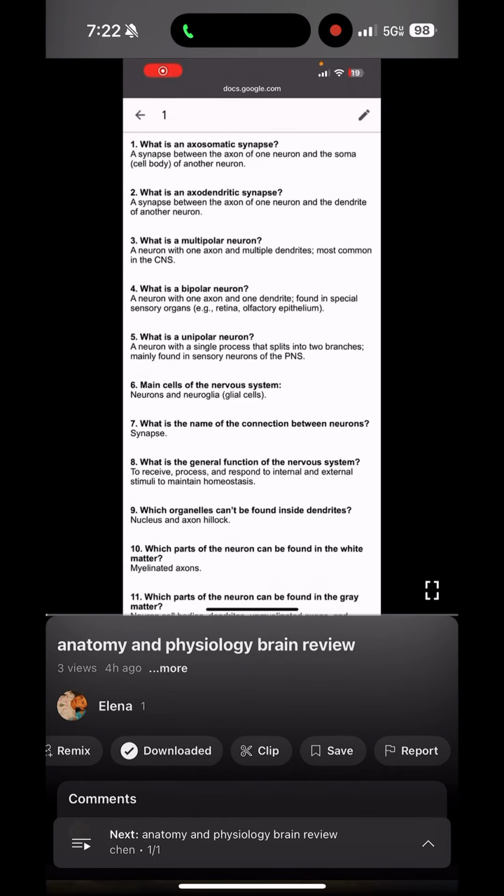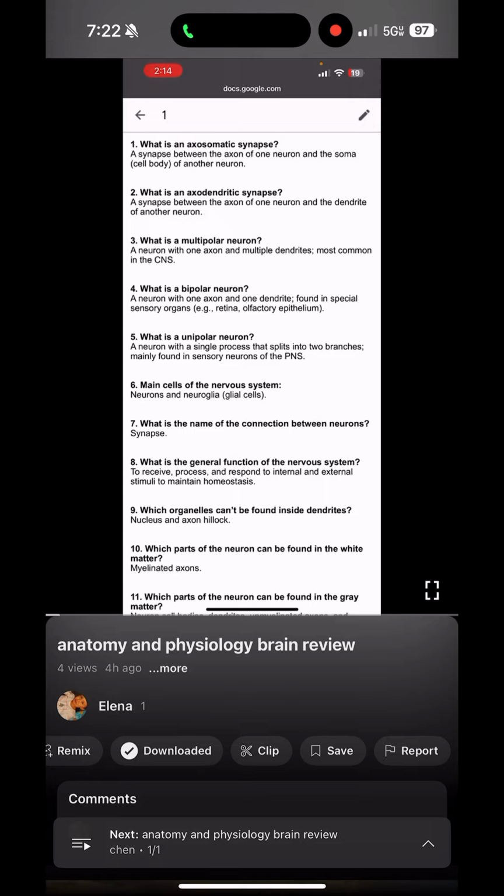What is an axosomatic synapse? A synapse between the axon of one neuron and the soma of another neuron. What is an axodendritic synapse? A synapse between the axon of one neuron and the dendrite of another neuron.